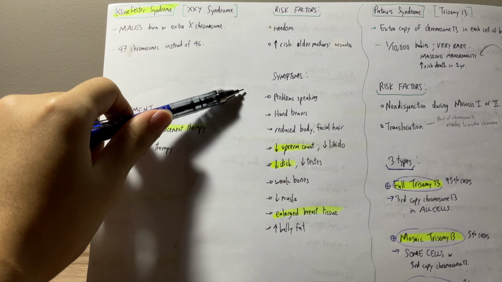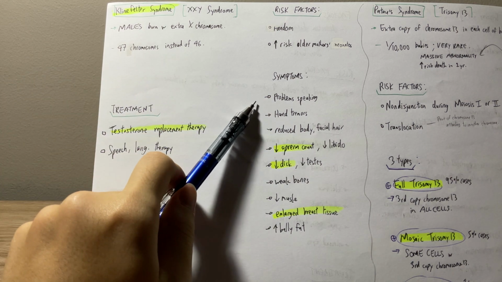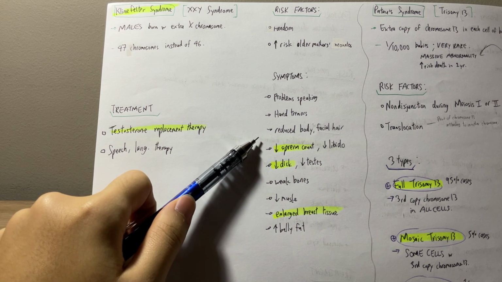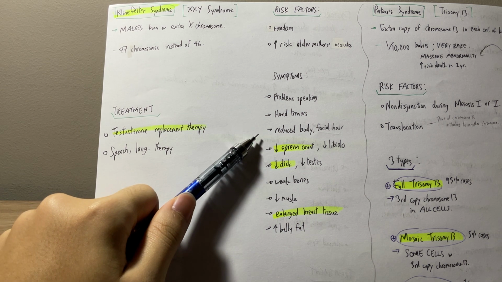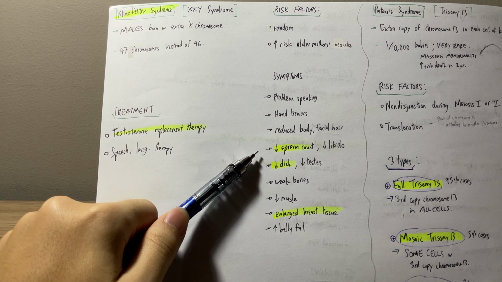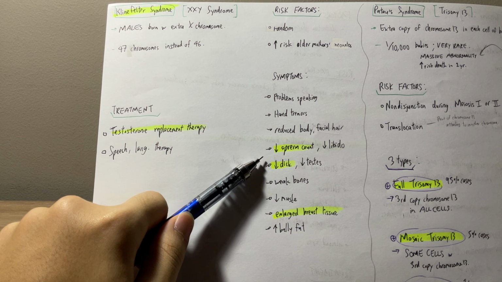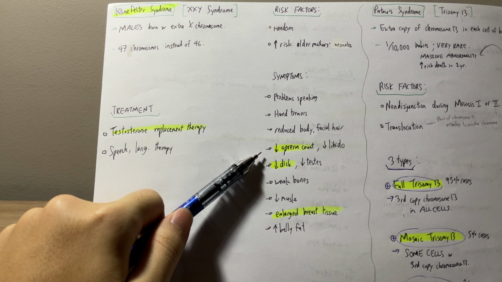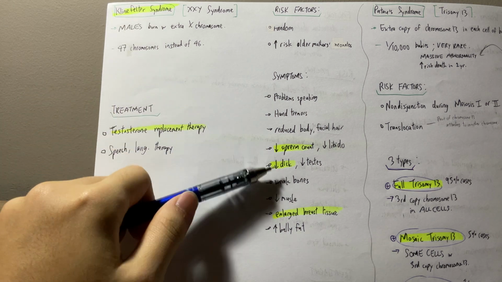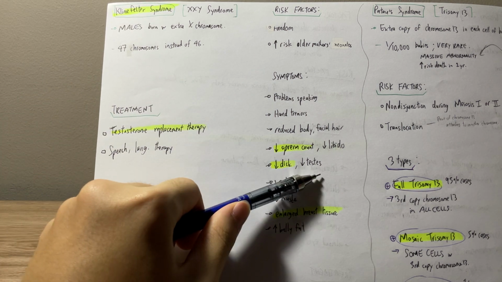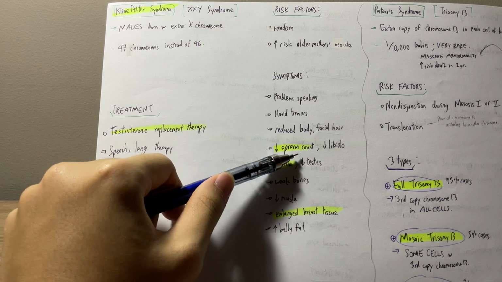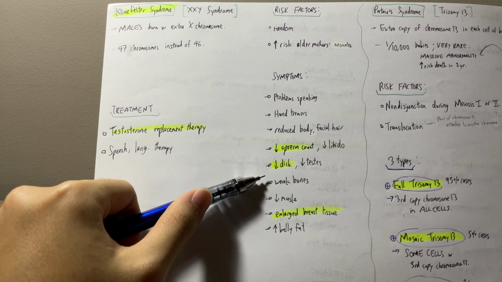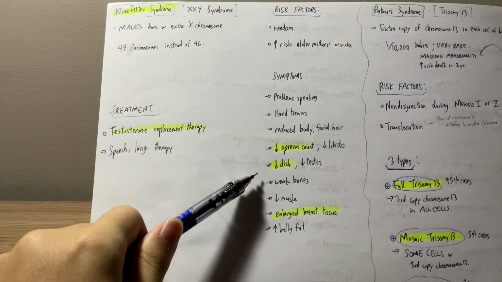So, what are symptoms? There are problems speaking, hand tremors, reduced body and facial hair, decreased sperm count, and decreased libido. Sorry for the informality here, but the penis is not big. The amount of sperm you have as someone who has Klinefelter syndrome is relatively low, and it makes sense because libido is low. Although I'm not sure if these two are directly related or if there's a proper correlation between them. But yes, you get the idea.